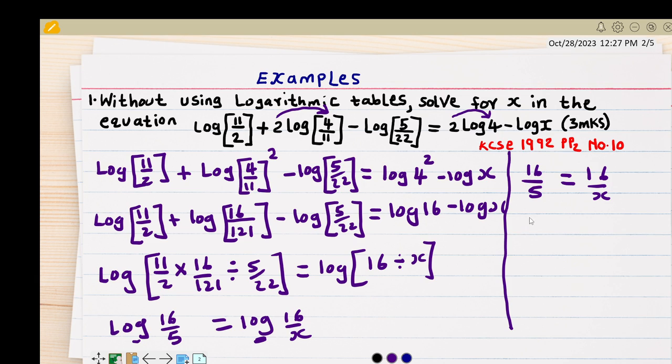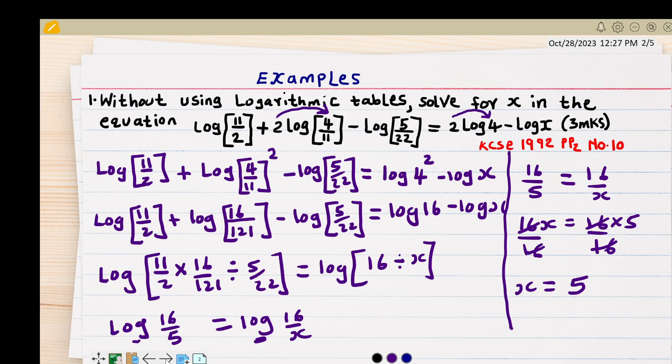On cross multiplication, I'm going to have 16x is equal to 16 multiplied by 5. Then I divide through by 16, so that the 16 will actually cancel out. So my value of x will actually be equal to positive 5.